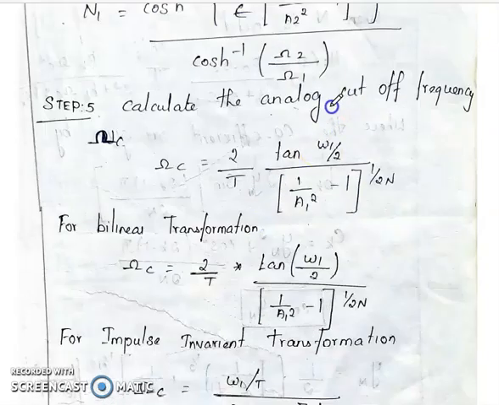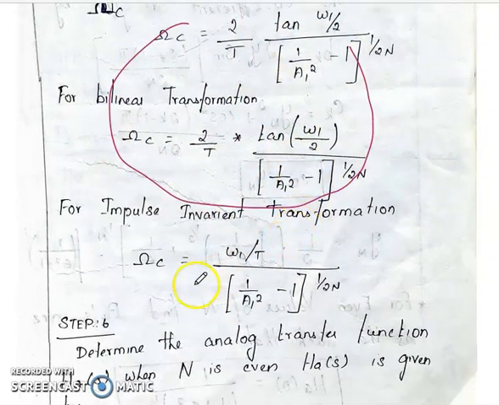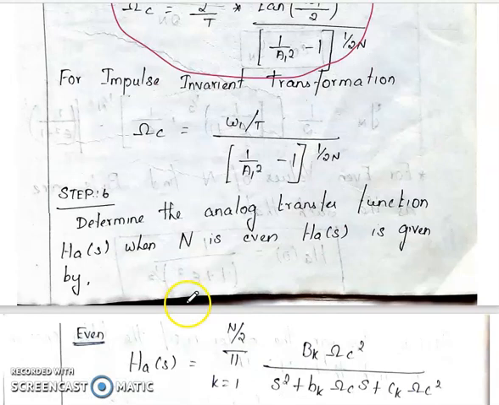For bilinear transformation, you have to calculate this analog cutoff frequency Ωc. For bilinear transformation you use this formula. For impulse invariant you have to use this formula. Okay, so for bilinear transformation you use this formula. So this is the same formula, I am repeating it. For impulse invariant we use Ωc is equal to ω1 by T, (1/a² minus 1) whole power 1 by 2n.